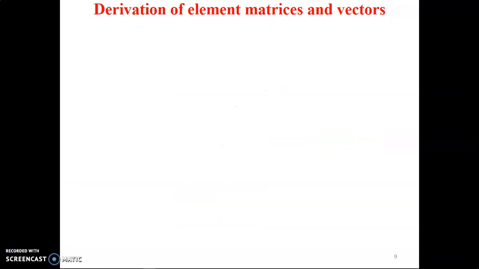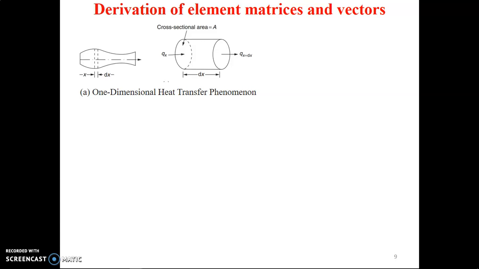The next step in finite element analysis is derivation of the element matrix and the vectors associated with the engineering problem. So in this step we will be taking the example of three different engineering fields associated with mechanical engineering. In the first example, we will consider one-dimensional heat transfer phenomena across a particular fin.